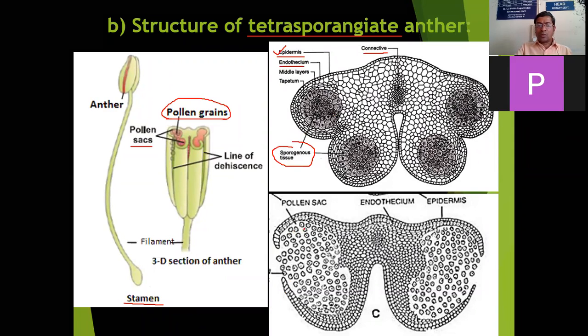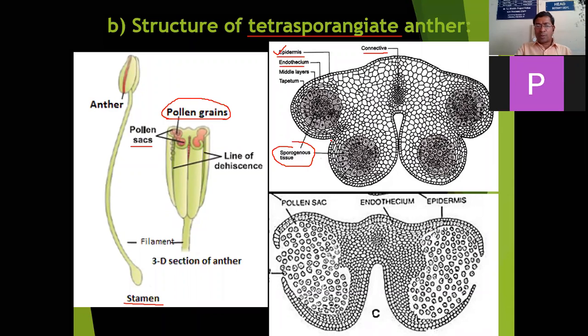It shows the presence of only 2 chambers. So what happens? The tissue present in between these 2 microsporangia degenerates, and only a single chamber is developed here. Now you can also observe that the tapetum tissue which is present in the young anther is also not there, because this tapetum tissue is utilized for developing the pollen grains.